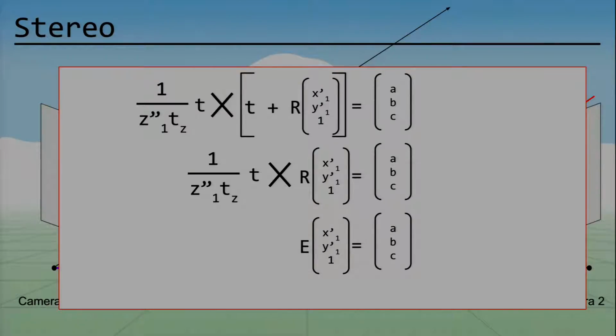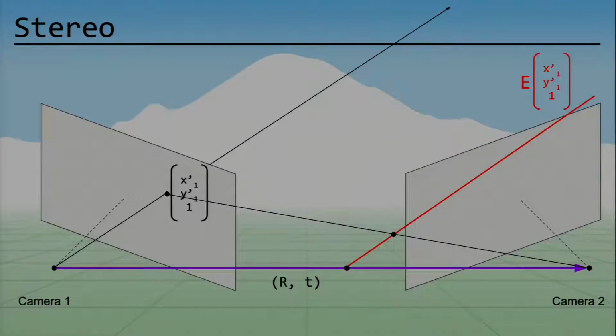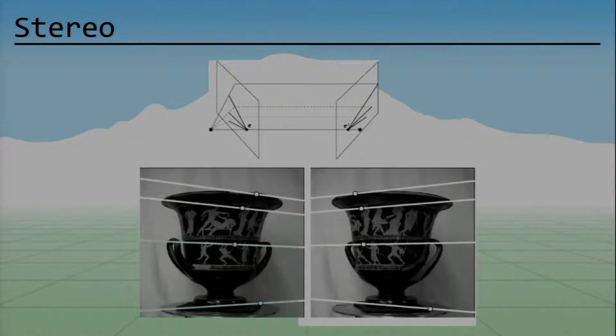OK, so here's how we write this essential matrix E times x, y, 1. So this is the equation for our line. This is our epipolar line for our corresponding point over here. So let's look at some examples of what this would actually look like in real images. Here, if we have two cameras pointing at this vase from two different angles, we pick these feature points here and look at the corresponding epipolar line in the other image, you can see that the corresponding feature point always lies on that epipolar line.